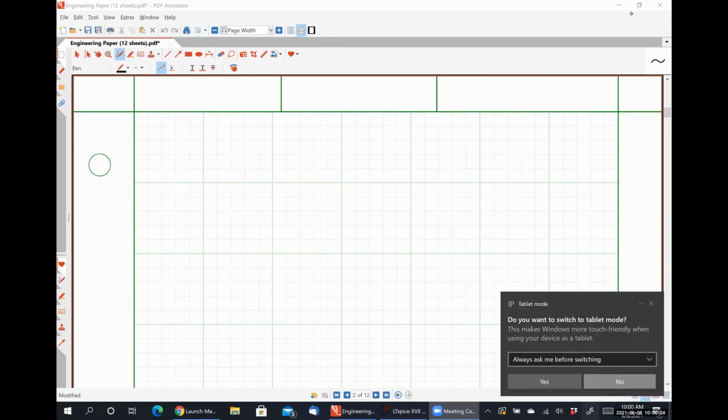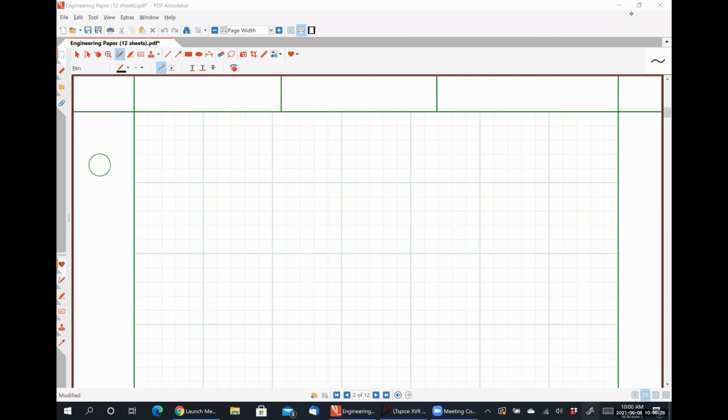Good. Good deal. We are going to be talking about the laws that govern our circuit analysis, specifically Ohm's law, Kirchhoff's voltage law, and Kirchhoff's current law. So let's start by talking about Ohm's law.